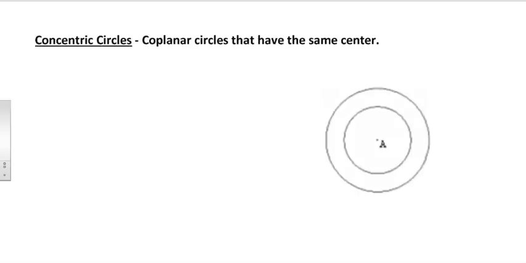Concentric circles are just coplanar circles that have the same center. An example here, I've drawn 2 circles. Both these circles happen to have a center of point A. When you're naming these concentric circles, we would just name them circle A. But to differentiate them, we talk about their radii. This one might be circle A with a radius of 3 inches.